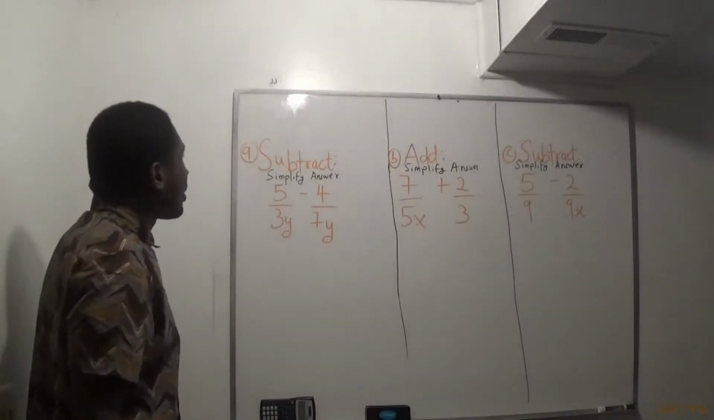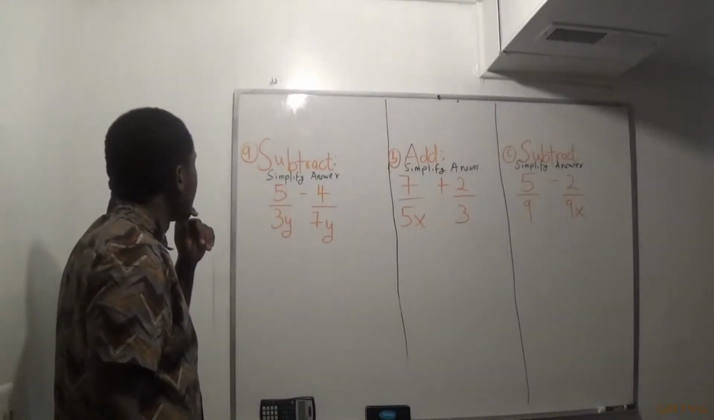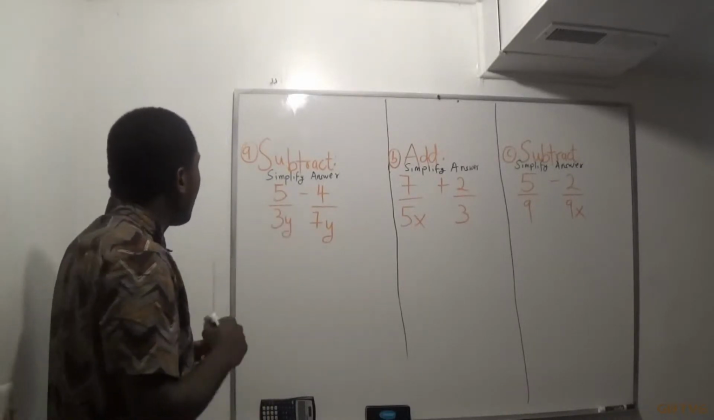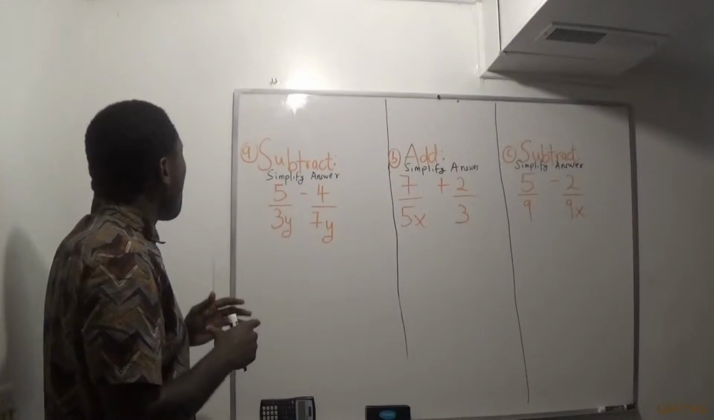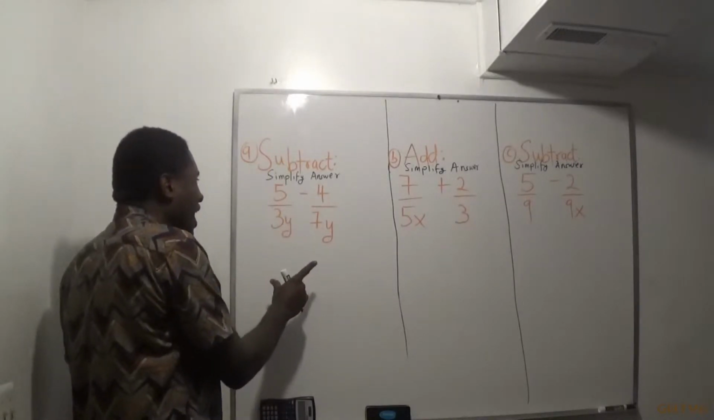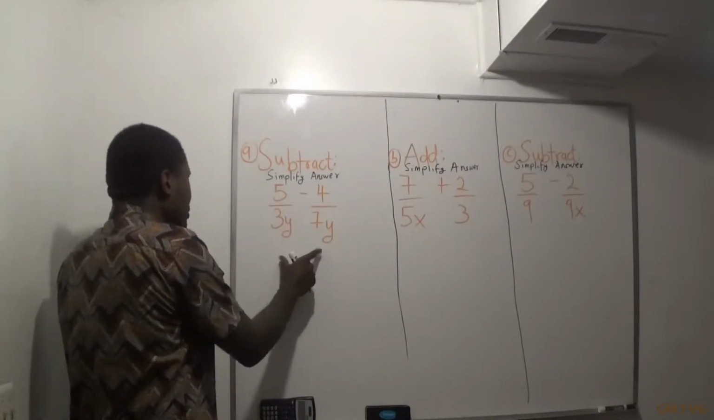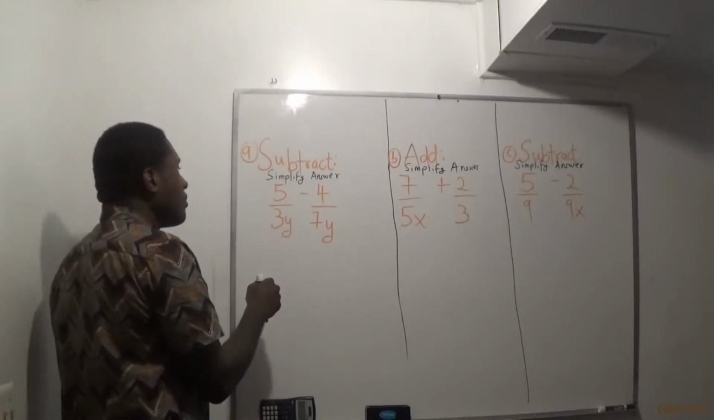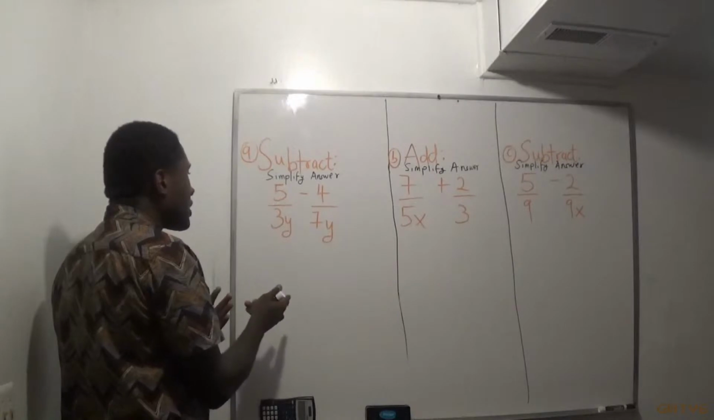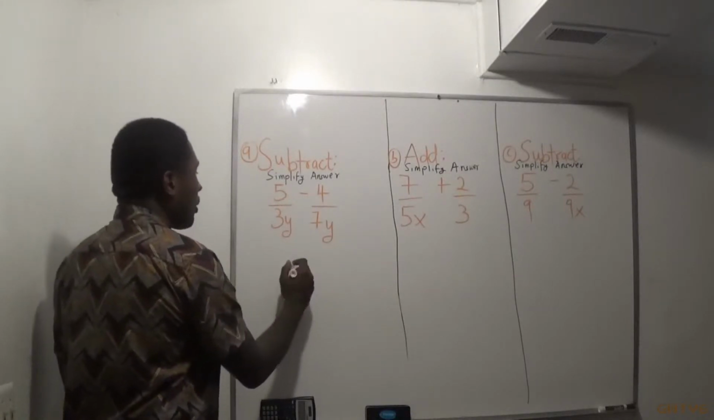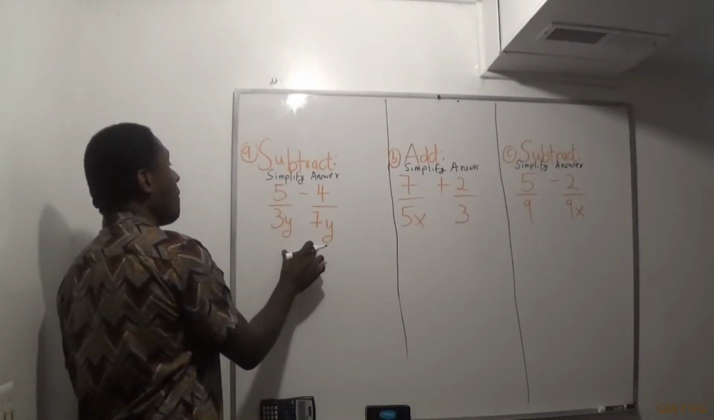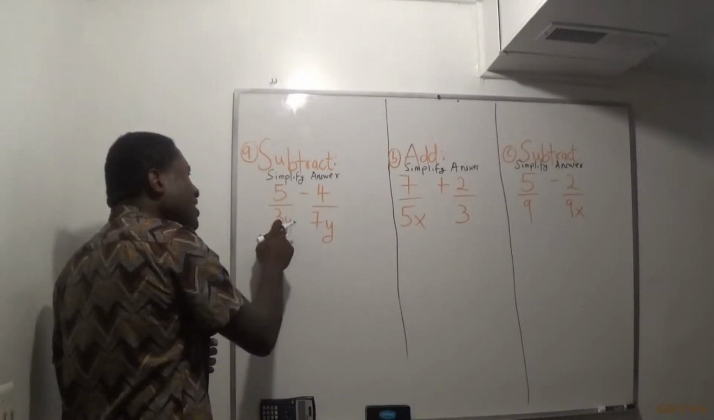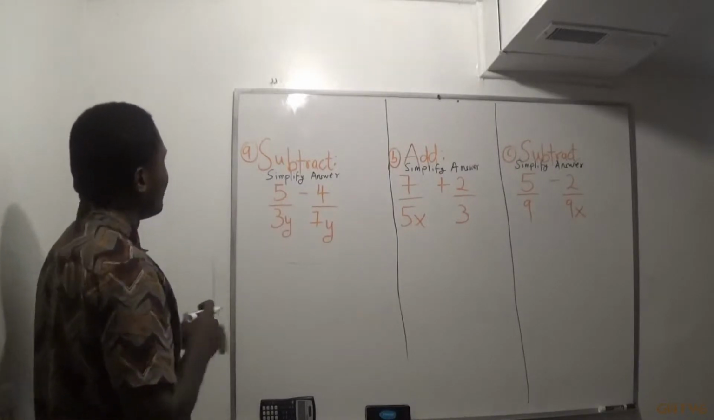So how would I subtract this right here? 5 over 3y minus 4 over 7y. Well, whenever I'm adding two fractions, I first have to check the bottom, the denominators, to see if they are the same. If they were the same, I'll just copy one of them and combine the top. But in this case, the denominators are not the same.